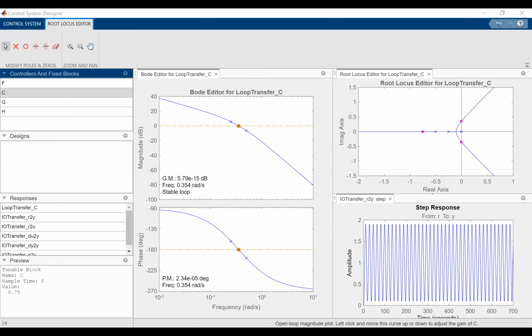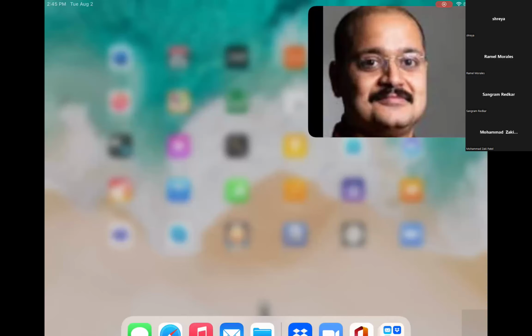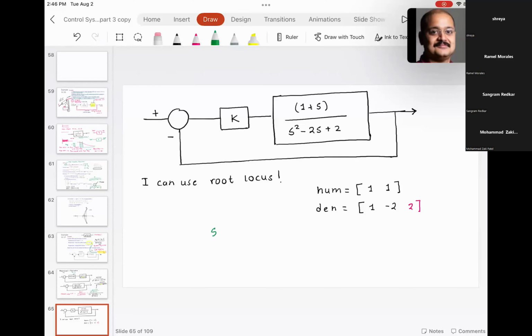Let me share my screen. Okay. So if you look at the transfer function, the transfer function is S plus 1, and the denominator is S square minus 2S plus 2. So this is 1. This is 1. So they come here. This is 1. This is minus 2, plus 2. 1, minus 2, 2. Does that answer your question, Mohammed?